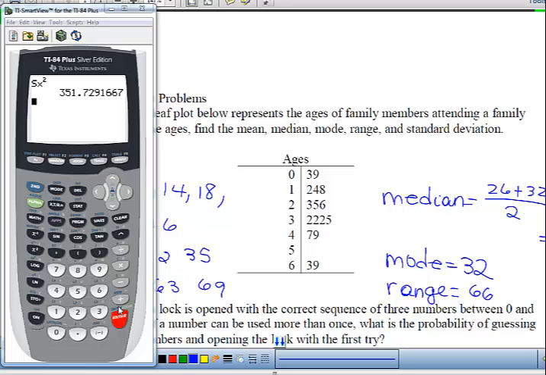So, what's the answer we got there for standard deviation? For the standard deviation, I would just take the square root of this if I didn't know. 18.75. All right. And we also said what the mean was.